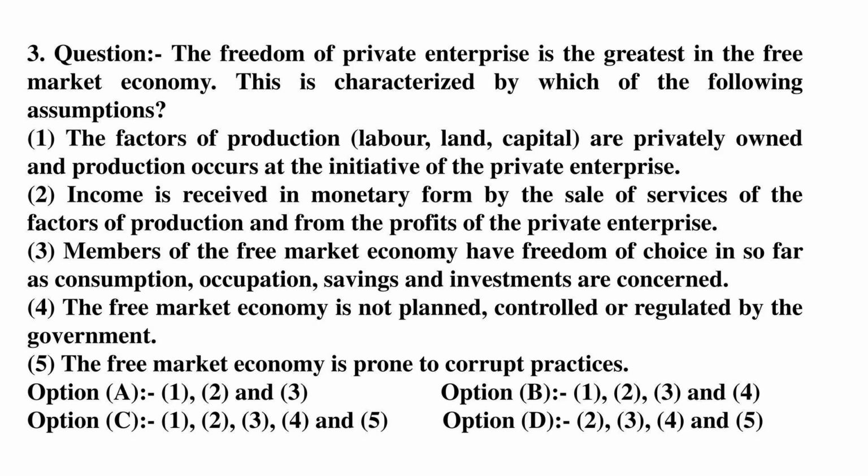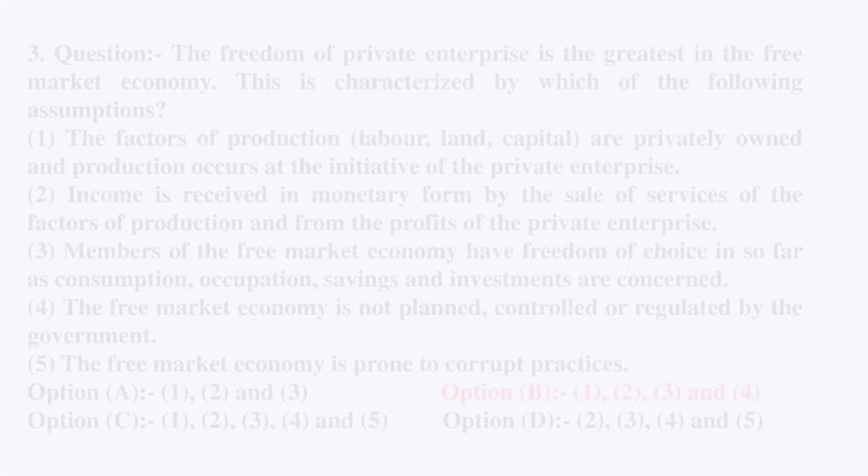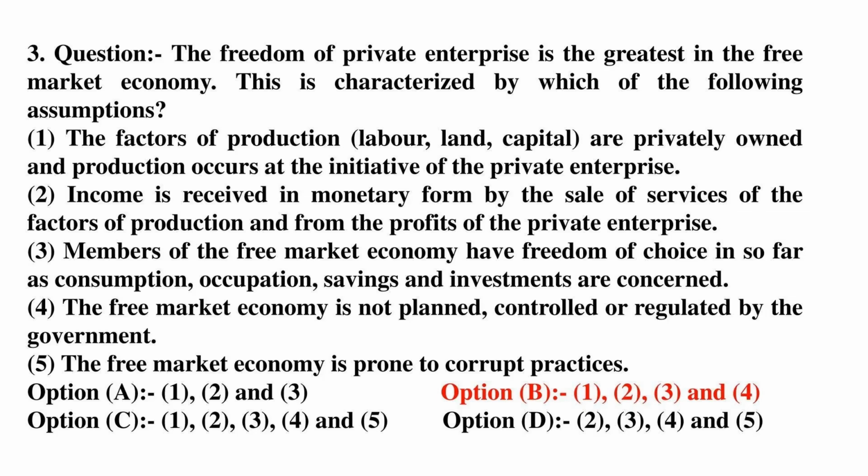The option A is 1, 2, and 3. The option B is 1, 2, 3, and 4. The option C is 1, 2, 3, 4, and 5. The option D is 2, 3, 4, and 5. The right answer of the question is option B, and that is 1, 2, 3, and 4.